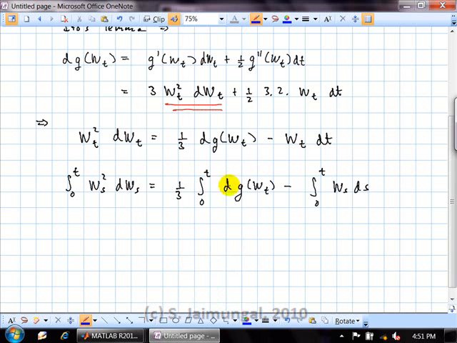Now, what is the integral of the d of anything? It's just the thing evaluated at the endpoints, right? If you imagine this in terms of the partition, you're just summing up the increments over the entire interval, so you get the last point minus the first point. So our answer is 1/3 g of W. Whenever you integrate, you can't use the integration variable and the endpoints as the same thing, so I need a dummy variable here.